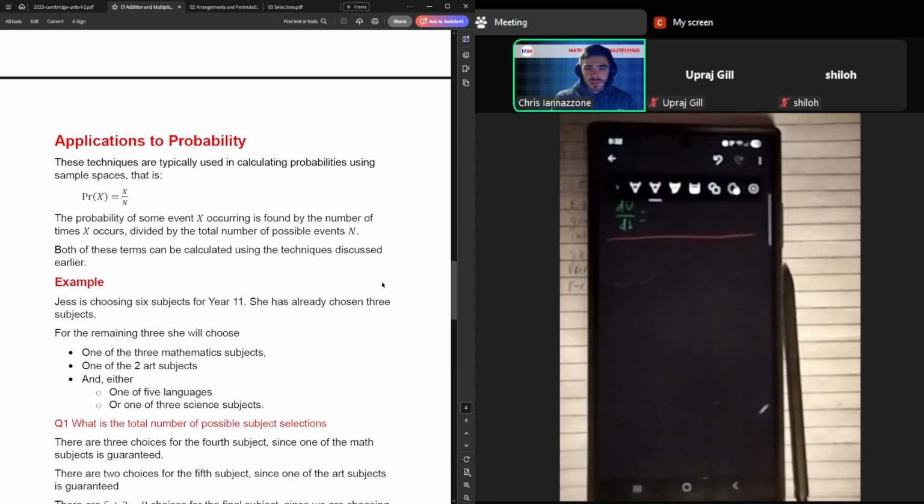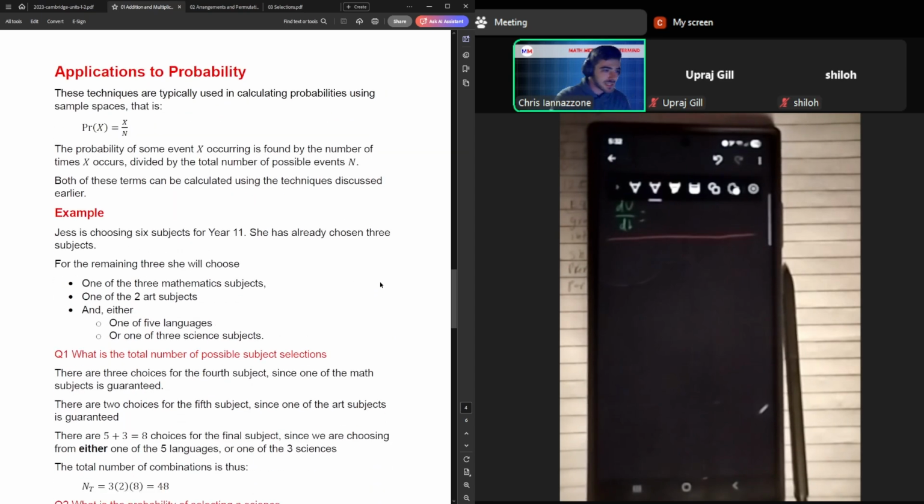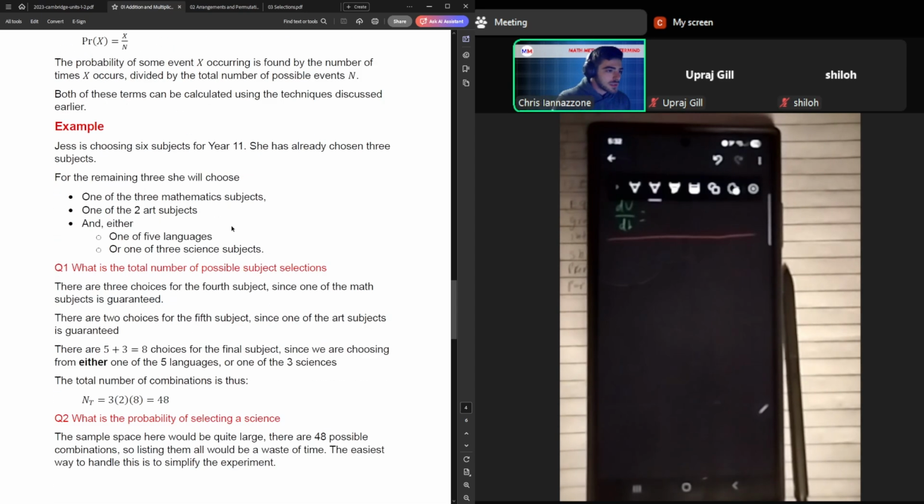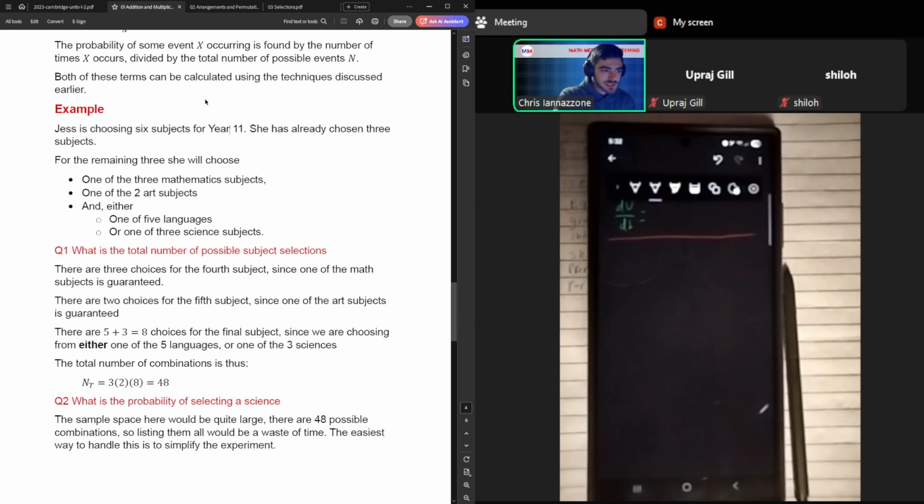That's pretty much it for addition and multiplication principle. As far as how to apply that to probability, it helps us find capital X and capital N, where capital X is the number of desirable outcomes and capital N is the total number of possible outcomes. So, for example, Jess is choosing 6 subjects for Year 11 and 3 of them have already been chosen. That means there's 3 left to choose for the rest of the subjects. For the remaining 3, she'll choose one of the 3 maths, one of the 2 arts, and either one of the 5 languages or one of the 3 sciences.